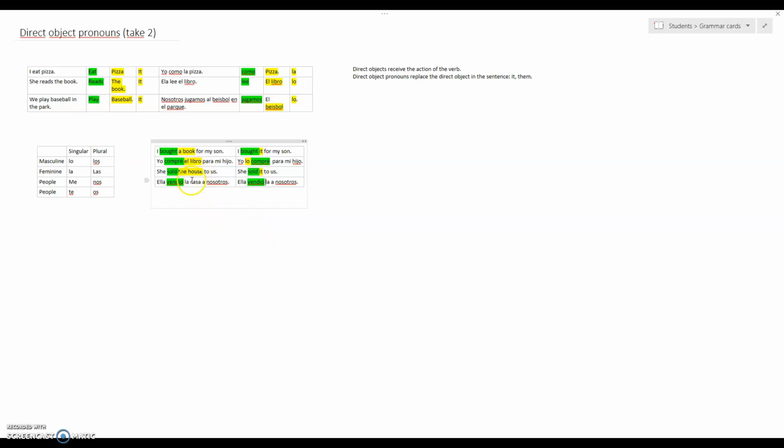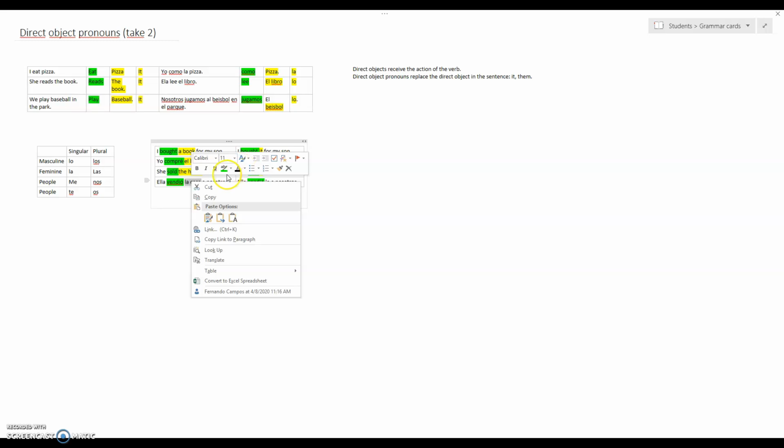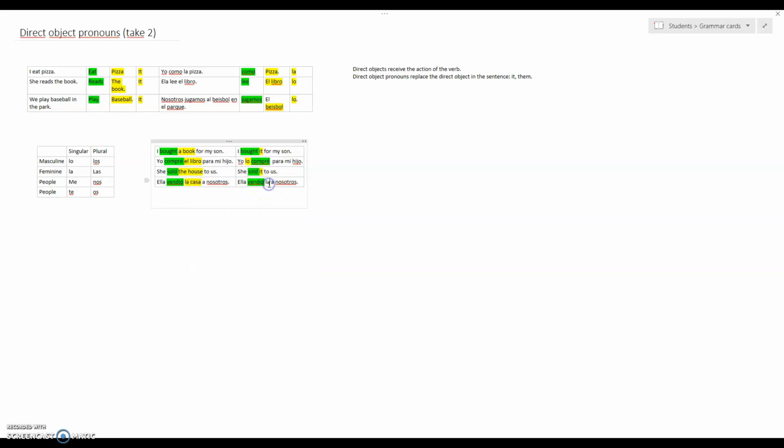The direct object in this sentence is the thing that receives the action, so it's what was sold. In this case, la casa. So put in yellow. La casa is feminine, it's singular, so my direct object pronoun to replace that is going to be la. Okay, so again, remember singular, feminine. So ella vendió la casa a nosotros. Ella vendió la a nosotros.